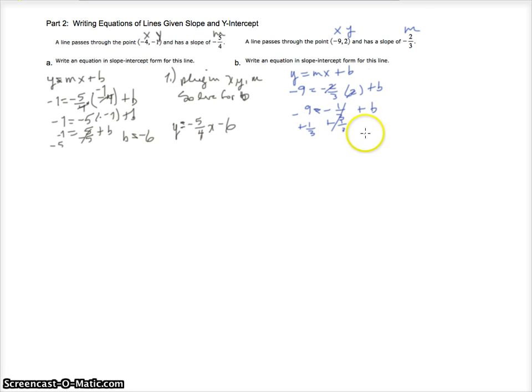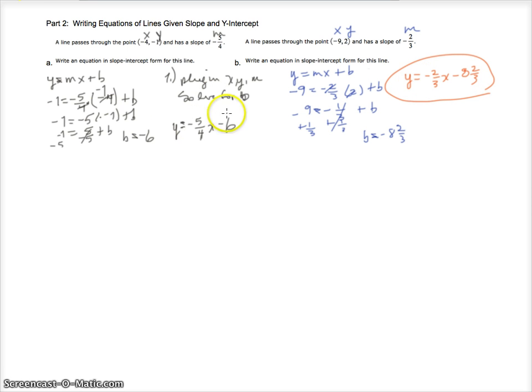So b is going to equal -8 2/3. 9/3, or 9 minus the thirds, 8 2/3, and the larger one is negative. So now I can write my equation. y equals -2/3 x minus 8 2/3.